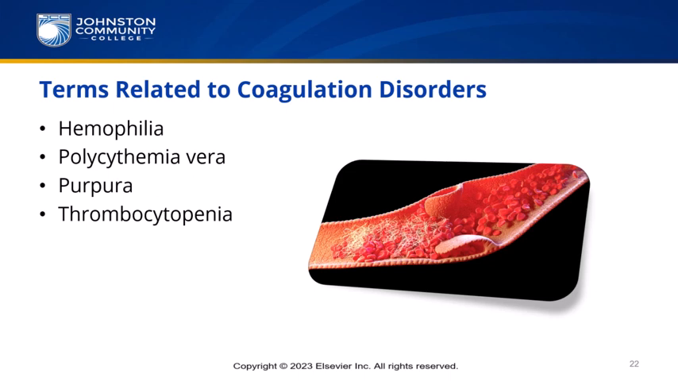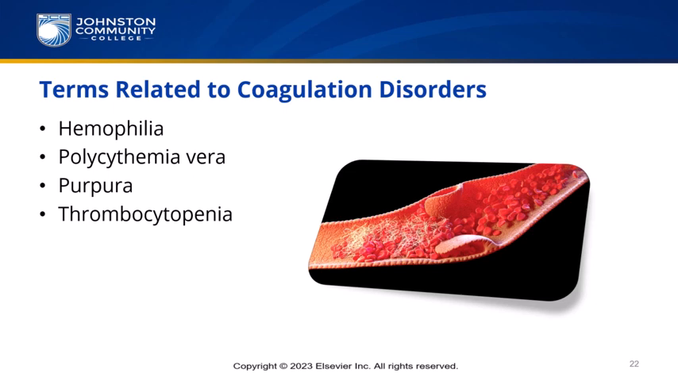Then we have polycythemia vera, which is a chronic increase in the number of red blood cells and the concentration of hemoglobin. Vera signifies that this is not a sequela of another condition. Sequela means latent effect. Then we have purpura, which is a bleeding disorder that is characterized by hemorrhage into the tissue. Purpura comes from the Latin word for purple.